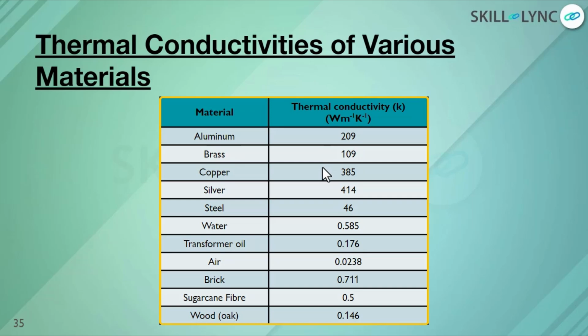From this table, we can also figure out which are the good conductors and which are the bad conductors of heat. Since aluminium, brass, copper, silver have higher thermal conductivity as compared to water, transformer oil, air, and brick, these can be said to be good conductors of heat, whereas water, transformer oil, air, brick, sugarcane fiber are bad conductors of heat.